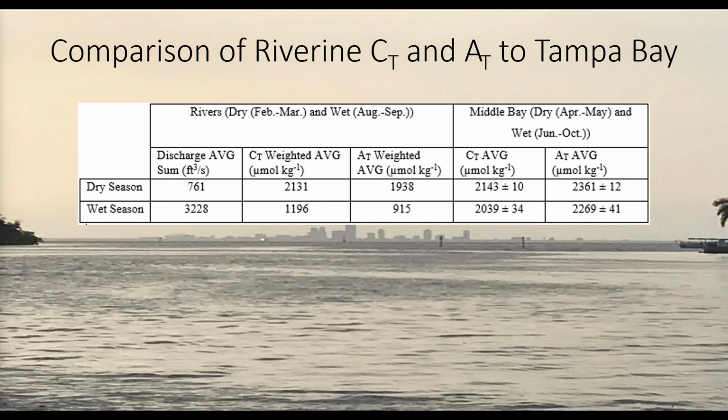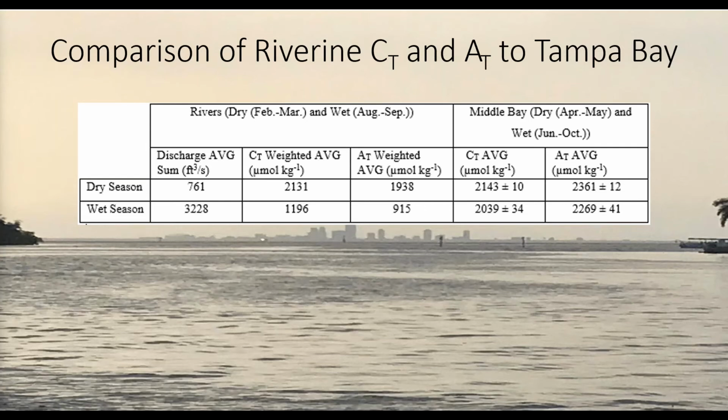So using these flow conditions to better understand the significance of riverine CO2 system inputs to Tampa Bay, it's useful to compare the average CT and AT input from the 4 rivers mixed during each season to the CT and AT measurements made at the USGS site at the Middle Bay that Kim showed in the last presentation. In the dry season, you can see that the flow-weighted river averages of CT and AT were similar to the Middle Bay CT and AT collected by the USGS. This implies there's a salinity gradient throughout the bay of near constant AT and CT in the bay.